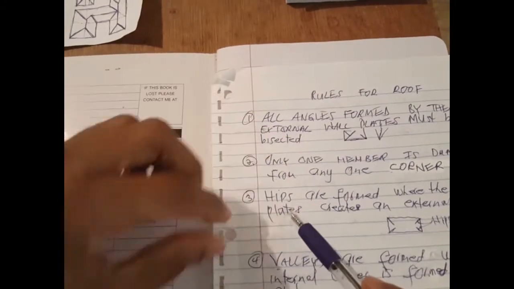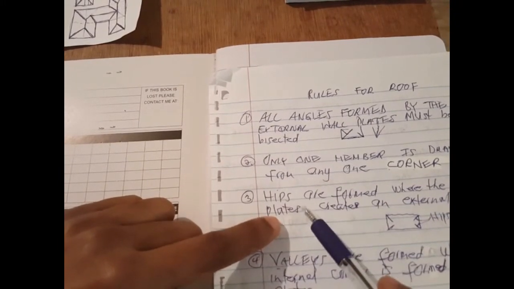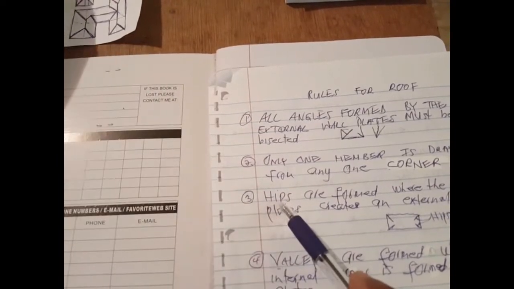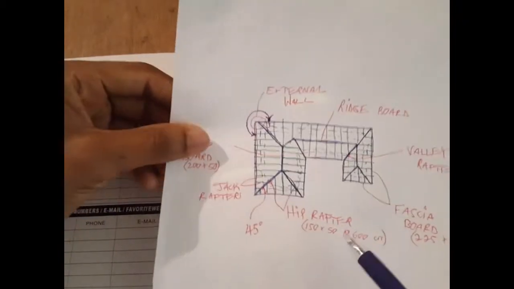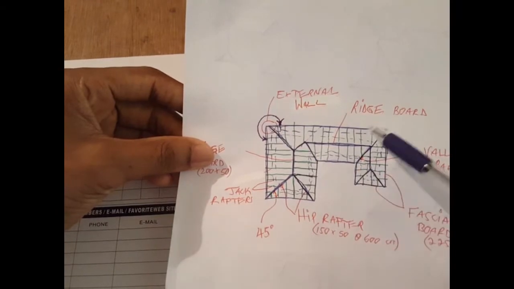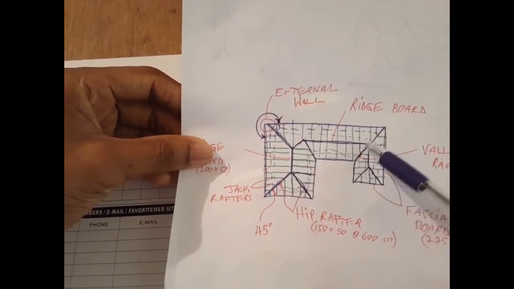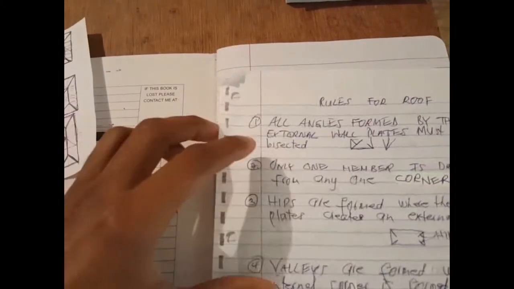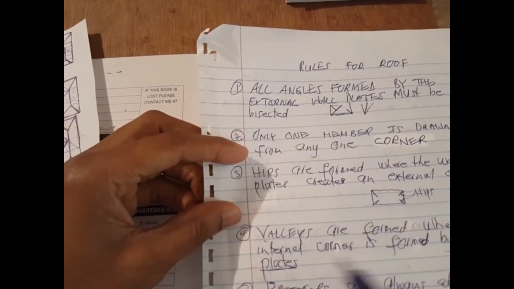Rule number 3. Hips are formed where the wall plate or the fascia board creates an external corner. So a hip is formed there. On the drawing we have hips and we have valleys. So these are hips, all hips. These are valleys. Valleys are formed where an internal corner is formed by two plates.